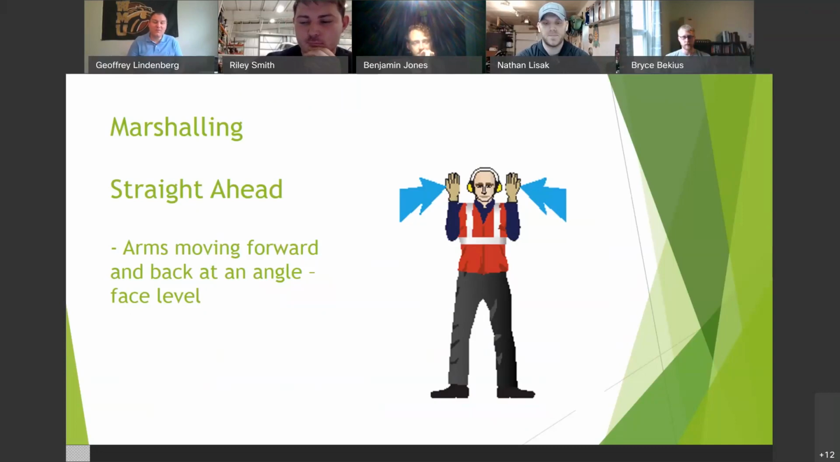And what it means is, remember, we're off to the side a little bit. So it means straight ahead to the crew. It doesn't necessarily mean come straight ahead towards me. Does that make sense? If you're standing off to the side, you don't want them turning towards you. You're telling them to go straight ahead and they're fine. Okay.